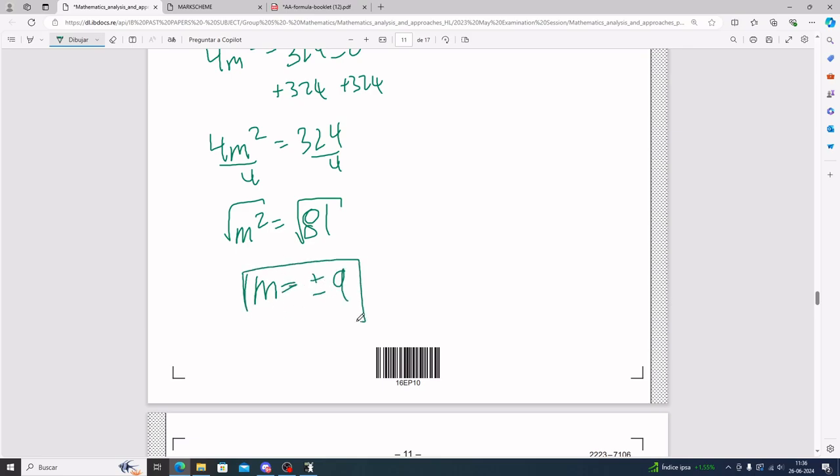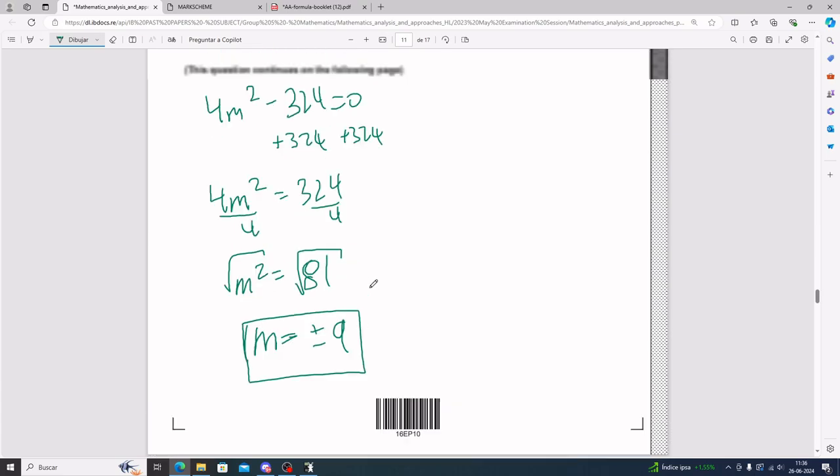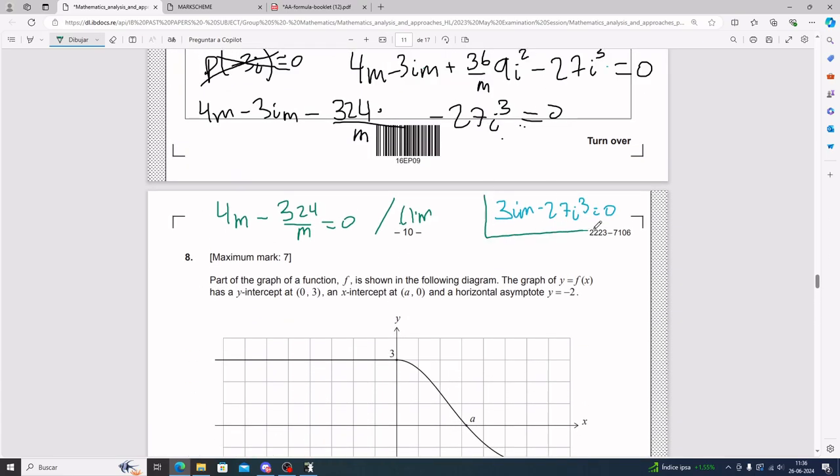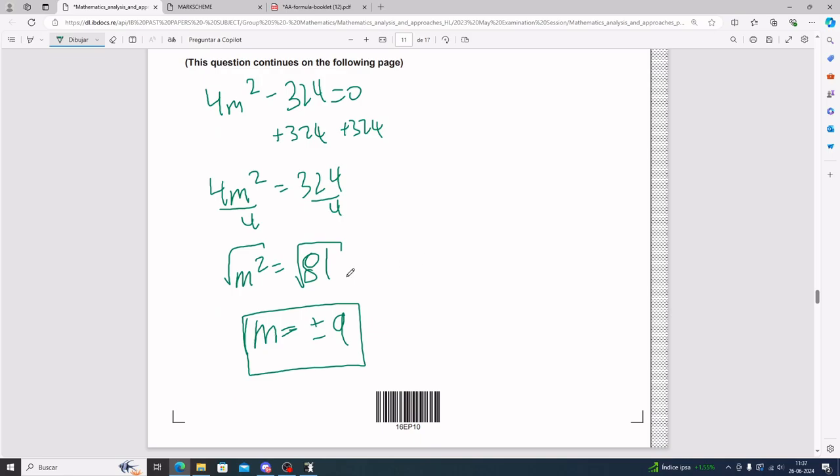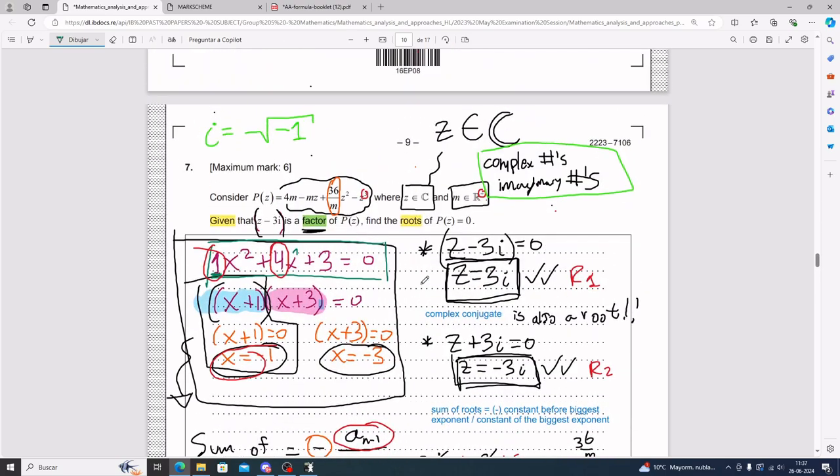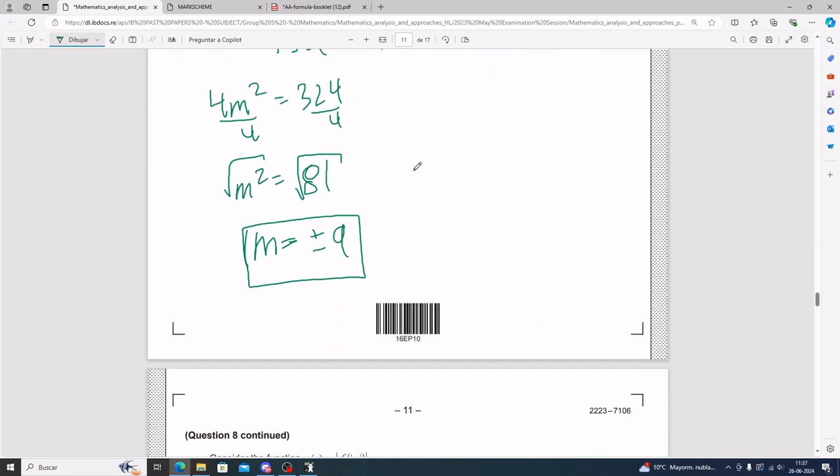Now, is it positive 9? Is it negative 9? Technically, you can check by plugging it into the imaginary part, and whatever makes sense, you're good to go. But what I'd like to remind you is that up here, way earlier, you did say that m pertains to the set of real numbers which are positive. And so, bada bim, bada boom, you can immediately say that m has to equal 9.